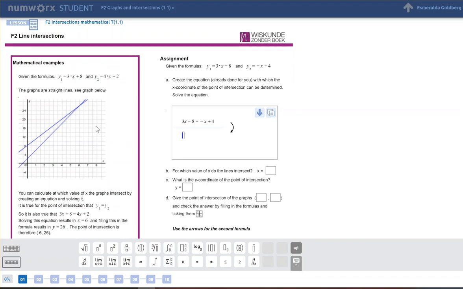The first step is to make an equation of these two formulas, and we do that by taking the parts after the equal sign for both formulas and writing them down with an equal sign in the middle. So we get 3x plus 8 equals 4x plus 2.